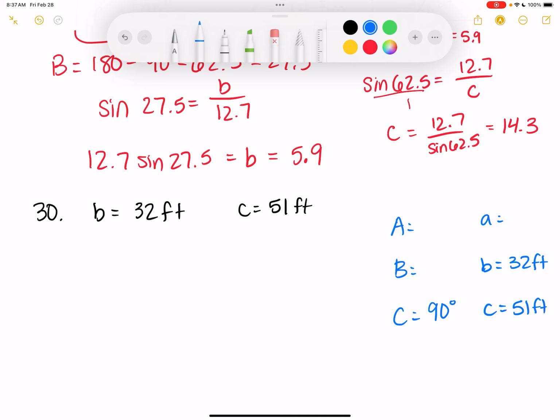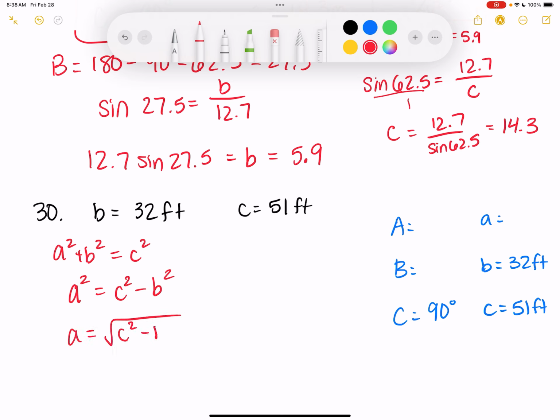Yep, Pythagorean theorem will be the easiest way. So a squared plus b squared equals c squared. So I need to solve for a. So a squared equals c squared minus b squared. And then take the square root of that. So a is going to be the square root of c squared minus b squared.